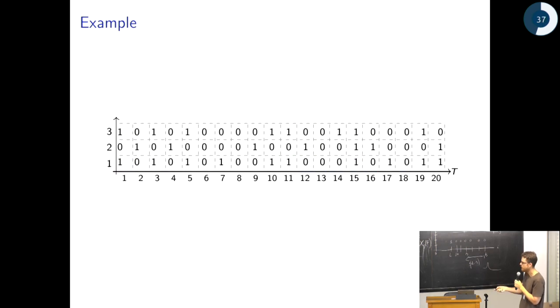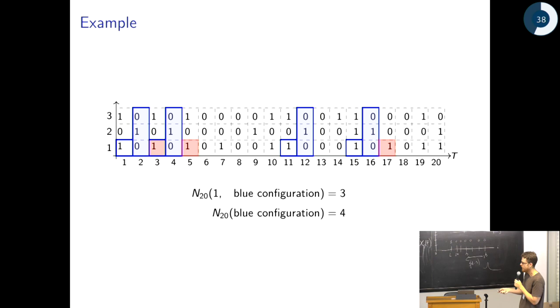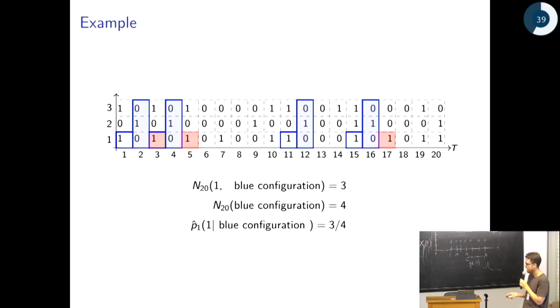imagine that I have this sample of only three neurons. And then I can compute. Imagine that I have this blue configuration here, 0, 1, 0, okay? And then I go through my sample, and we can check that the number of times I had this blue configuration and neuron I has spiked is equal to 3. So here, here, and here. And the number of times that it occurred in the sample was 4 in this case. So in this case, the p hat 1 given this blue configuration is 3 over 4.